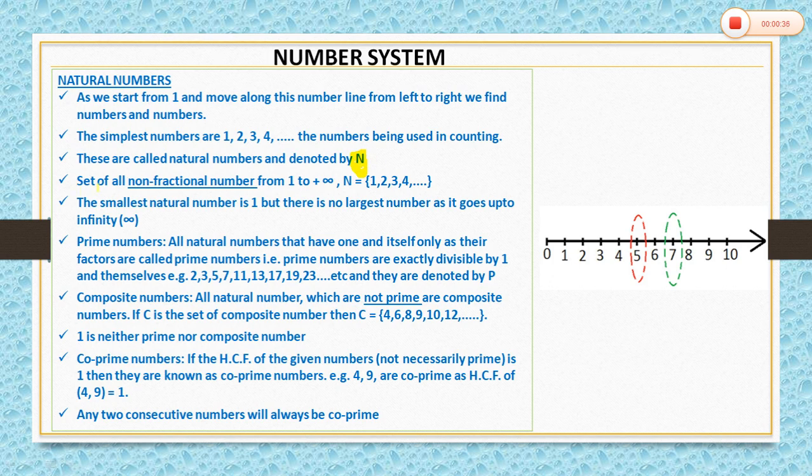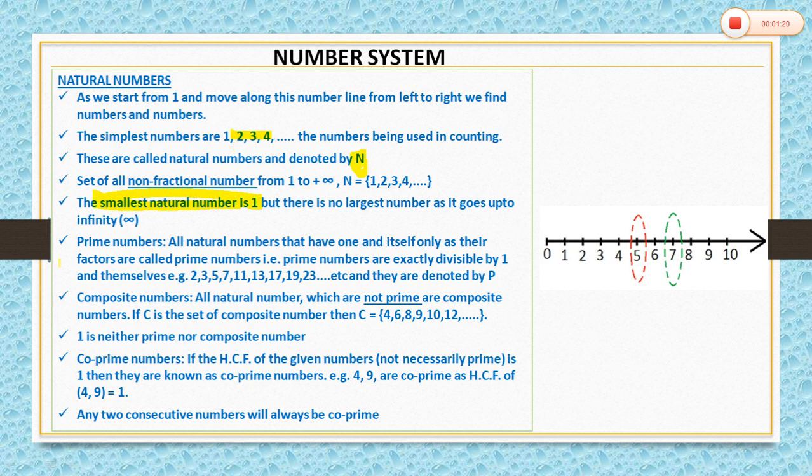The smallest natural number is 1 because the natural numbers start from 1. And there is no largest number because I have already told you. The natural numbers start from 1 and go up to infinite. It has no ending. Example: 1, 2, 300, 200, 356, 628, 926. Till infinite it goes.